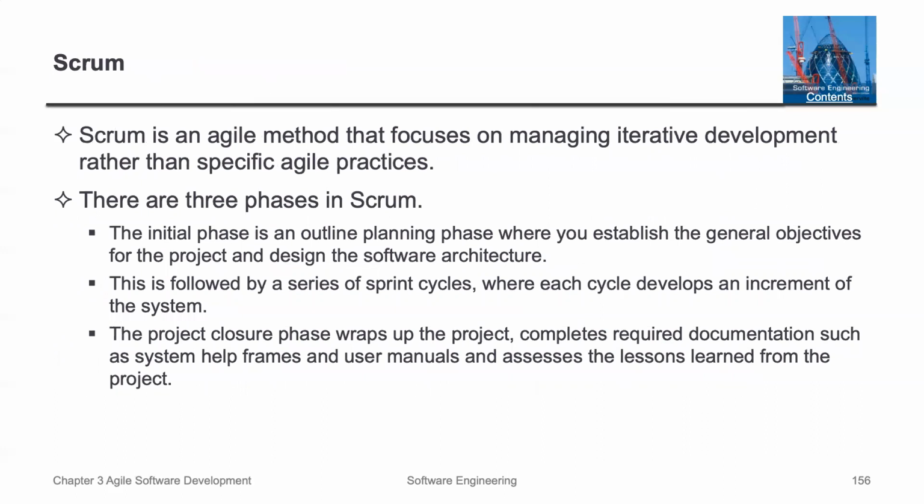Scrum is another area. Scrum is an Agile method that focuses on managing iterative development rather than specific Agile practices. And so there are three phases in Scrum. The initial phase is an outline planning phase where you establish the general objectives for the project and design the software architecture. This is followed by a series of sprint cycles where each cycle develops an increment of the system. And finally, the project closure phase wraps up the project, completes required documentation such as system help frames and user manuals, and assesses the lessons learned from the project.